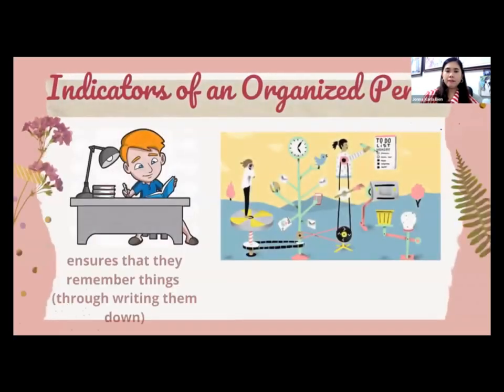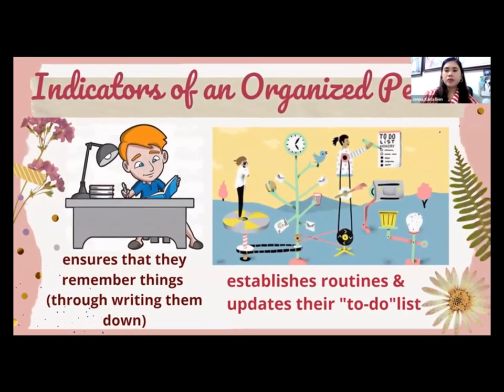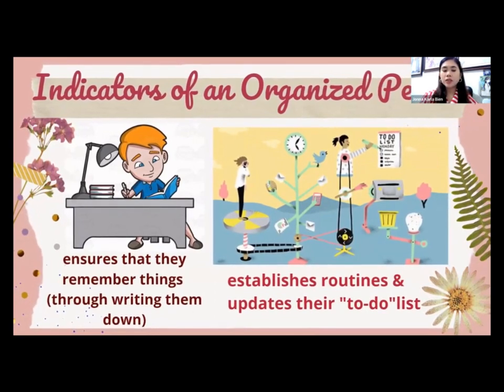So here, indicators of an organized person: they ensure that they remember things as they write them down. They establish routines and update their to-do list.